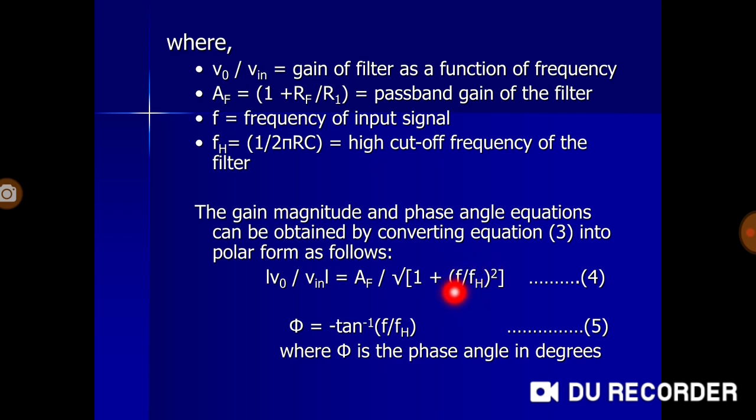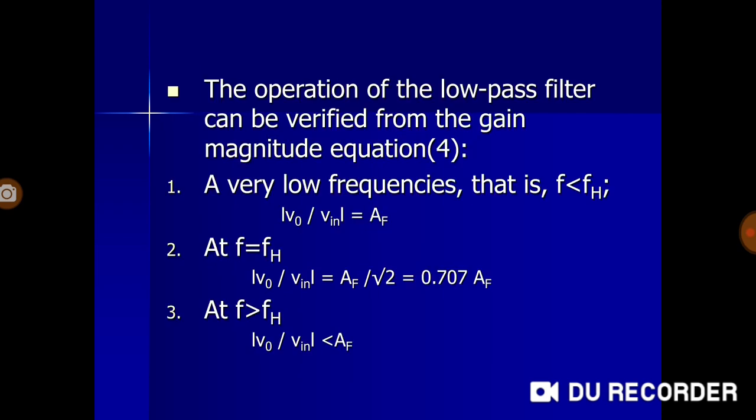F is constantly changing because that is the frequency of the input signal. If we start, it will be from 0 and gradually increasing. So let's take the value of f with respect to fh, the high cutoff frequency of the low pass filter. There can be three possible conditions: when f is less than fh, when f is greater than fh, and when f is equal to fh. So let's analyze these three situations.